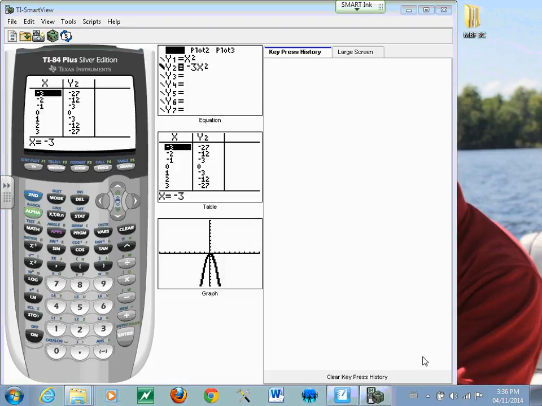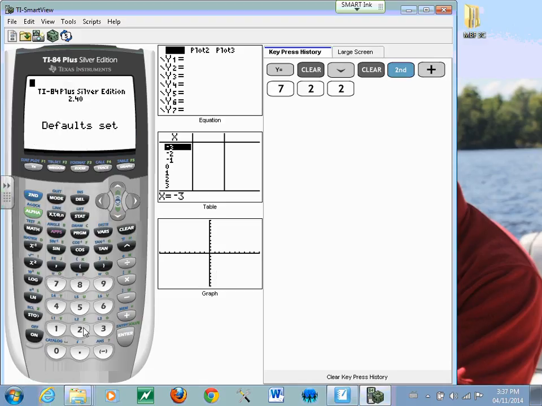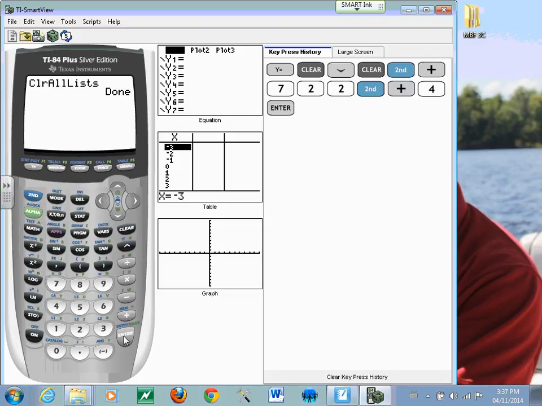Okay, so what we're going to do now, I'll just clear this. You have to reset things. So I'm going to go to y equals, press clear, down arrow, clear. Then I'm going to go to second, plus sign, 7, 2, to default set, and I'm going to clear the list. Second function, plus, 4, enter.